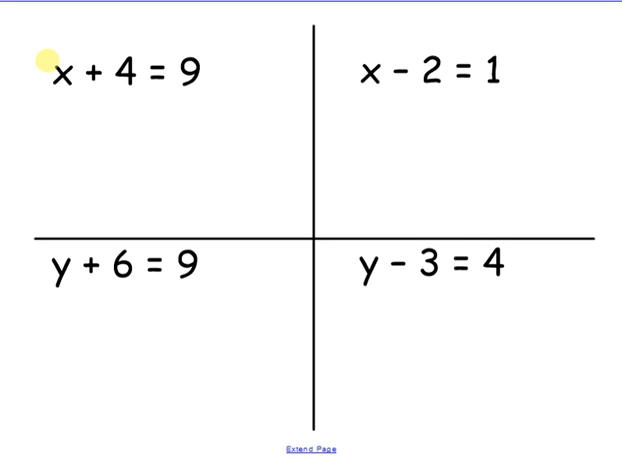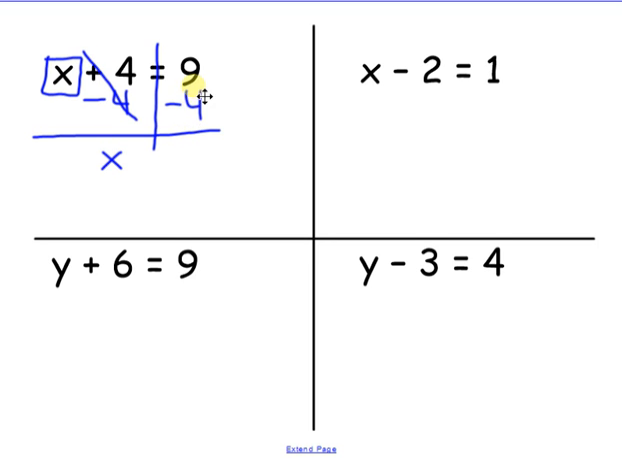So x plus 4 equals 9. Box the variable. What's attached to it? Positive 4. What's the opposite? Minus 4. These guys cancel out. And x equals 9 minus 4 is 5. So your answer is x equals 5.